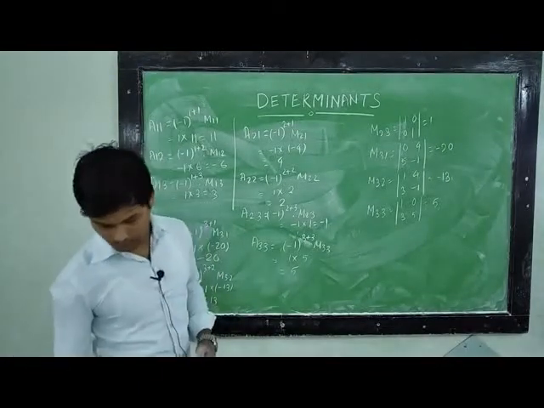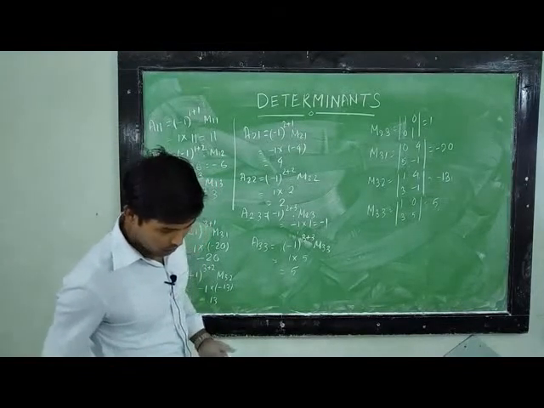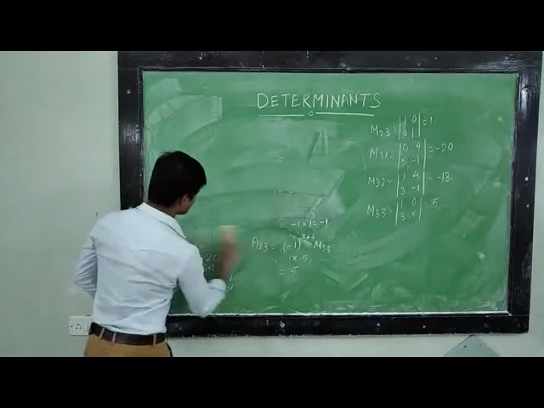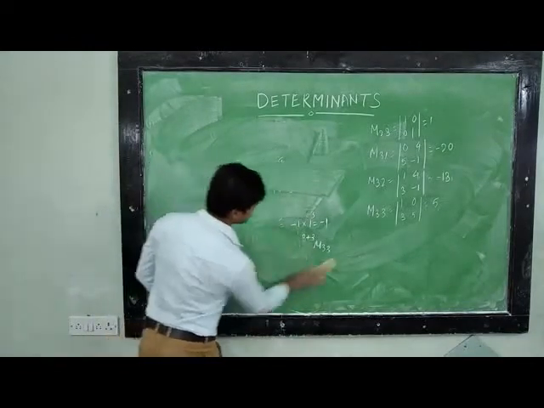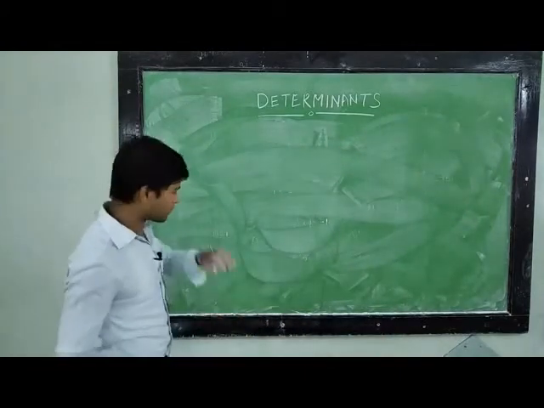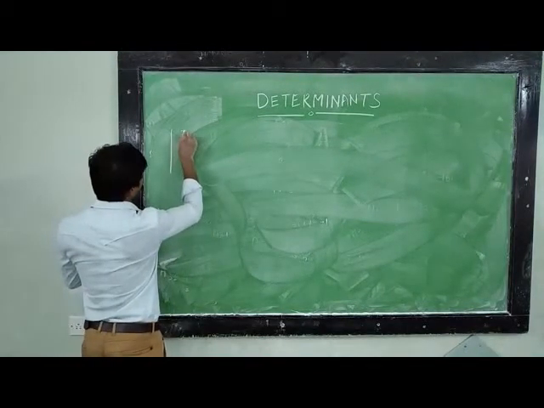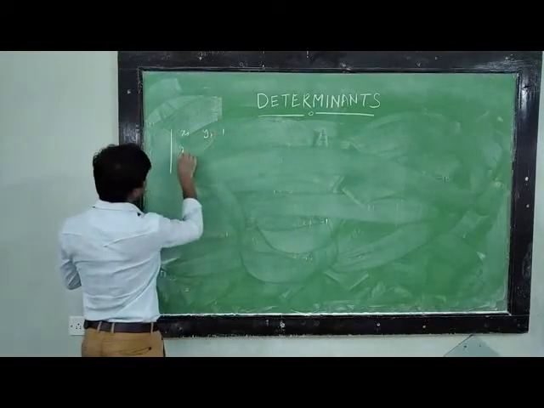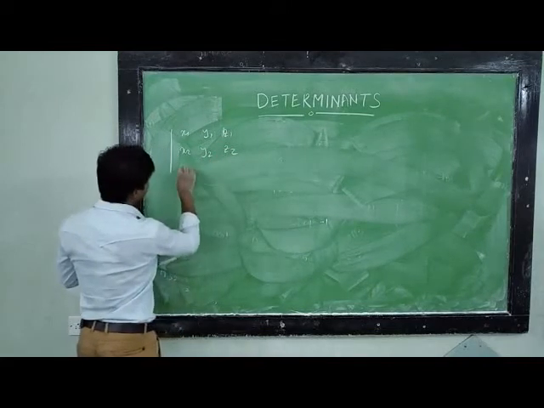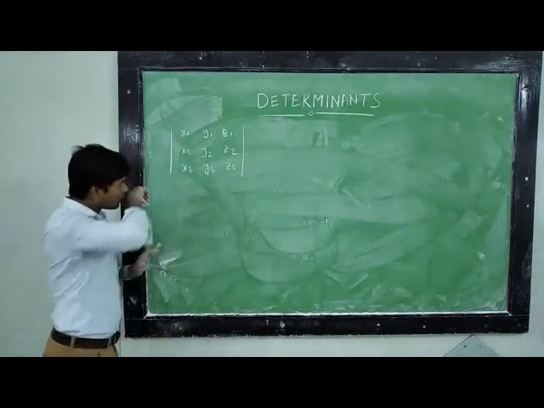It's a very easy process. Okay, so now do one thing. Let us consider a determinant, suppose like this: x1 y1 z1, x2 y2 z2, x3 y3 z3. We have to expand the determinant.